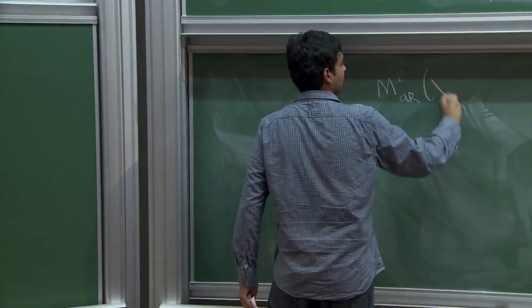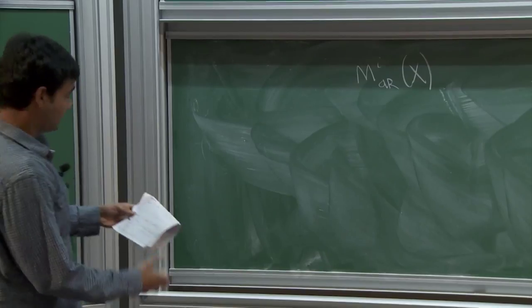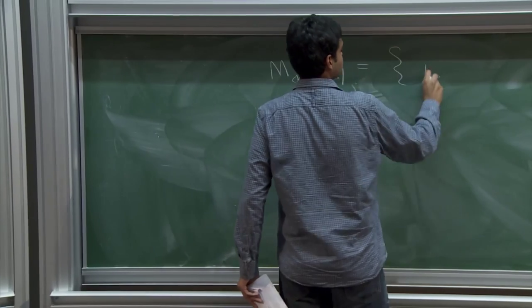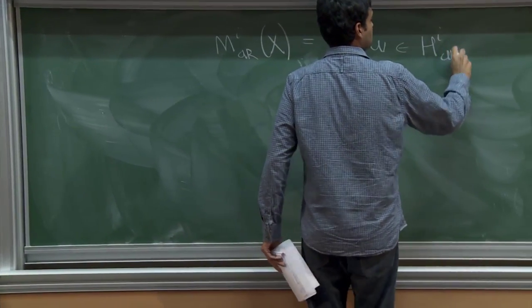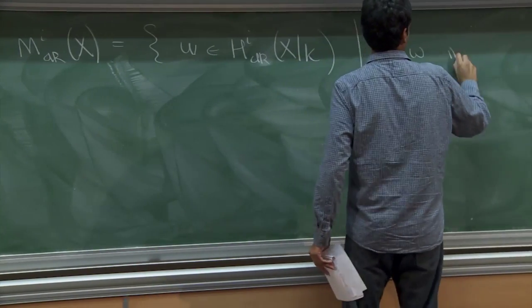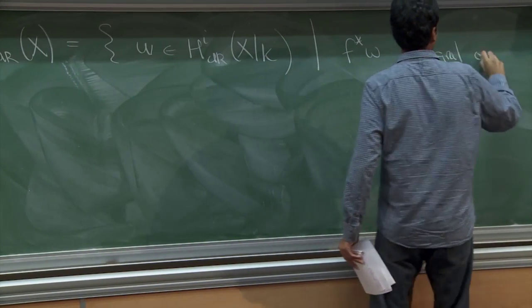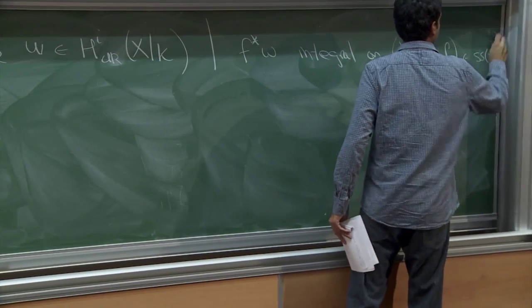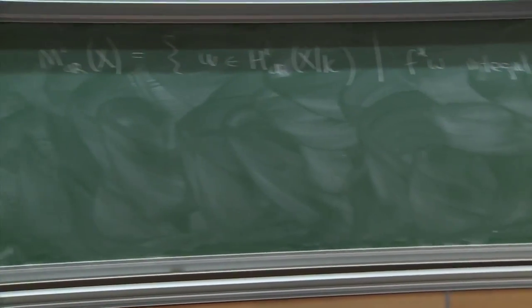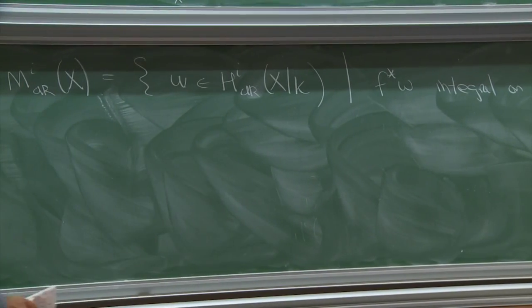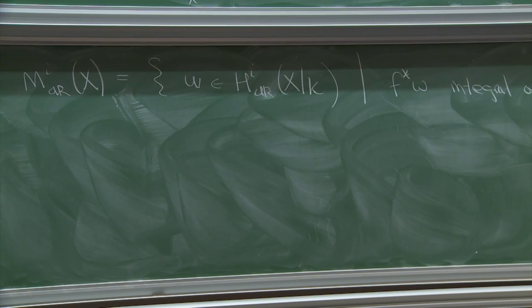So I'll use different notation, mi, because it's not equal to the lattice from the previous discussion. So this is going to be all classes here, such that f upper star of omega is integral on each of these triples. I mean, this is obviously functorial. If you have a map from x to y and an object over x, you get an object over y. So this subgroup, or sub-OK module, of de Rham cohomology is clearly functorial.